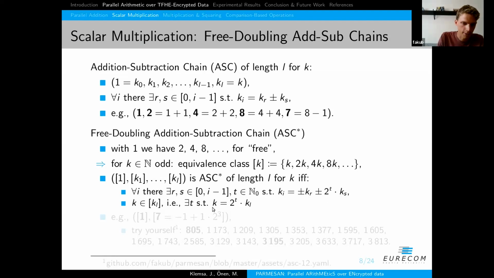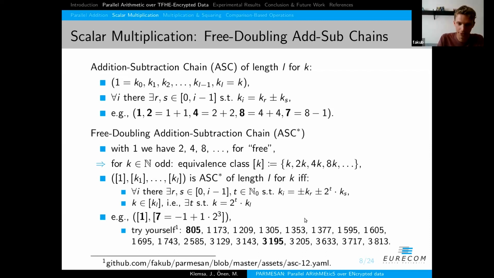Since this k might not be odd, it just needs to be an element of the equivalence class. Again, it would be better to see an example. For the number 7, we have a pretty short addition-subtraction chain with free doubling, because 7 can be written as -1 plus 1 times 2 to the 3. This -1 is this one, and this is taken from this equivalence class. So together with 7, there's also 14, 28, and any power of 2 multiplied by 7.